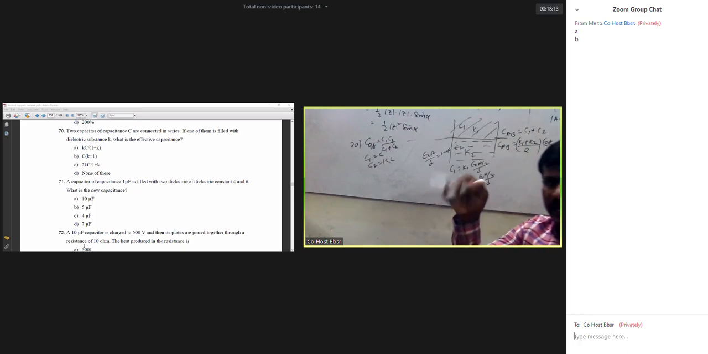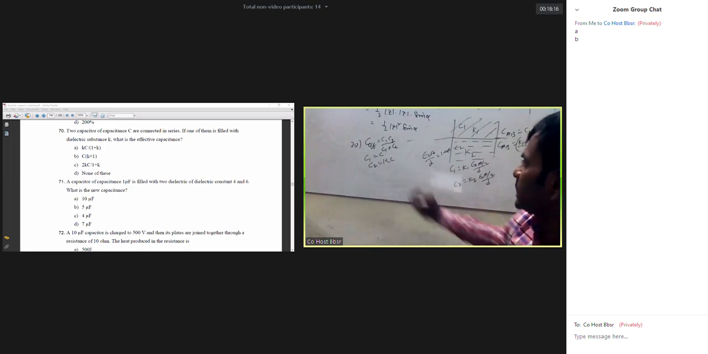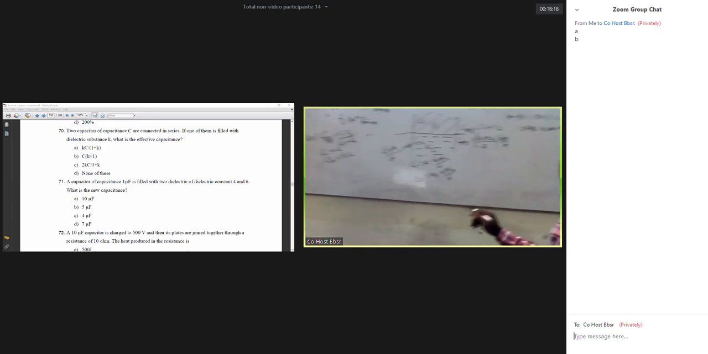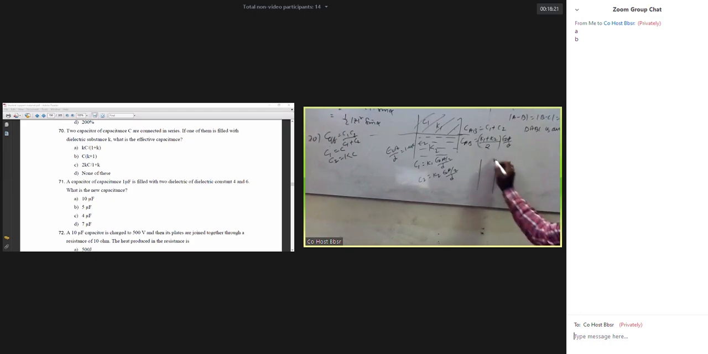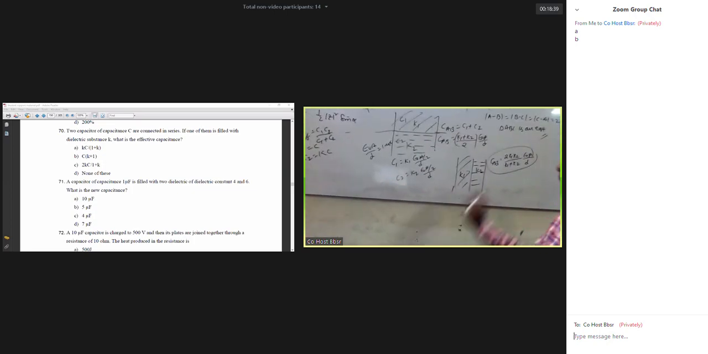Suppose they are connected in series like this, for example, with K1 and this is K2. For this case the formula is C AB equal to 2 K1 K2 by K1 plus K2 into epsilon naught A by D. Keep both in mind. If they are in series, this condition. If they are parallel, one condition. 4 plus 6 by 2, 5, answer.